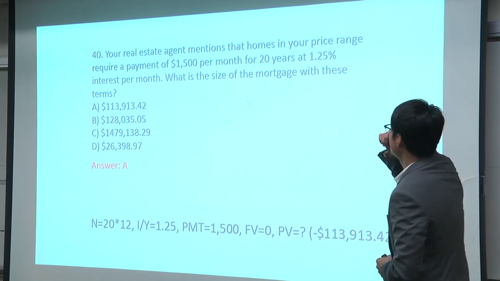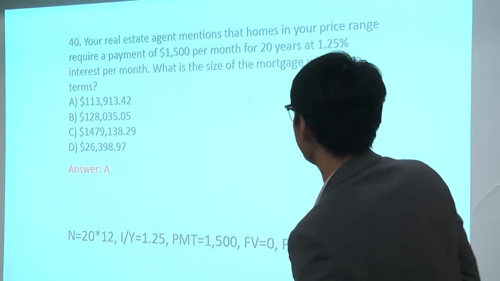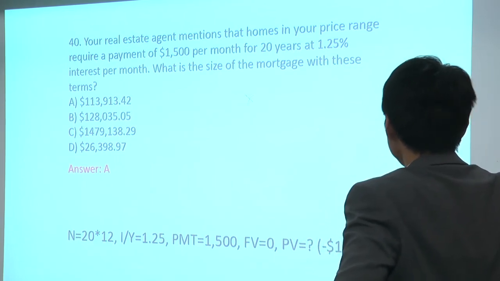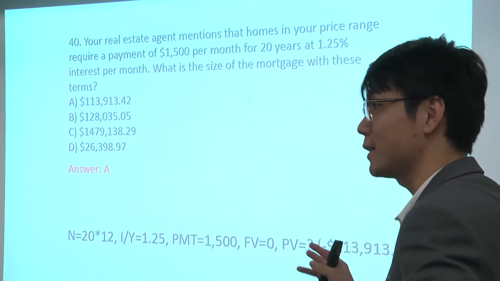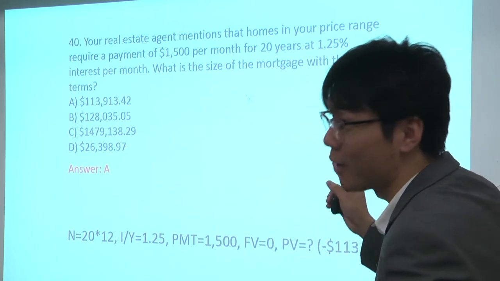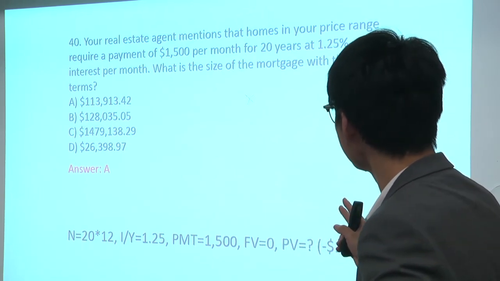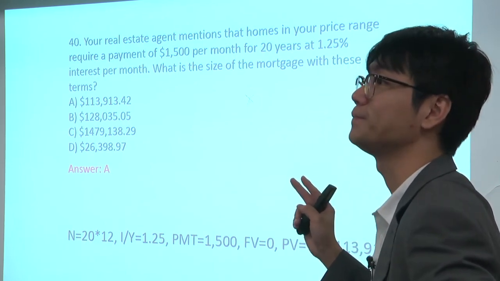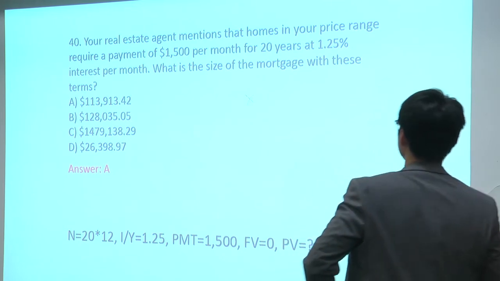Now you have a different type of compounding. Your real estate agent mentions that homes in your price range require a payment of $1,500 per month for 20 years. Now it's not per year, it's per month, for 20 years, at a 1.25% interest rate per month. So what's the size of the mortgage with these terms?